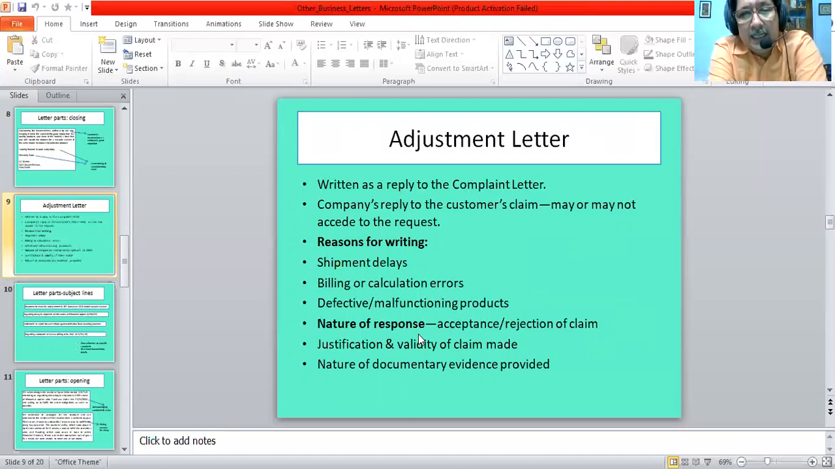It is the company's reply to the customer's claim, and the company may or may not, please note this is important, accede to the customer's request. So there is no reason that the company will always accept what the customer is trying to say or will accept the customer's claim. But in any case, the settlement of the claim will be given or made once and for all in the adjustment letter.